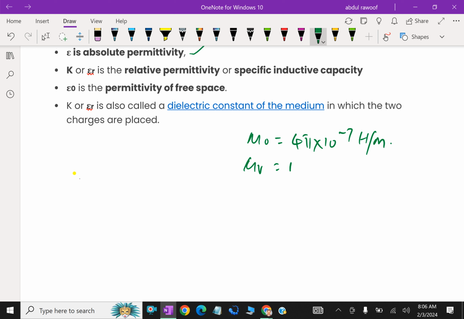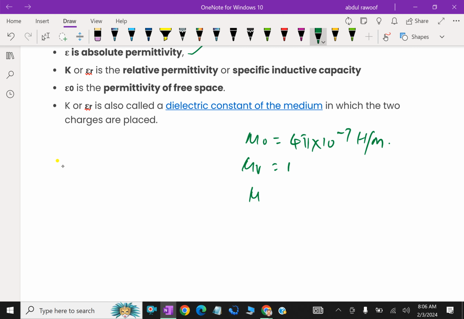Now take any medium other than vacuum. If its relative permeability as compared to vacuum is mu r, then the absolute permeability is mu equal to mu 0 into mu r.